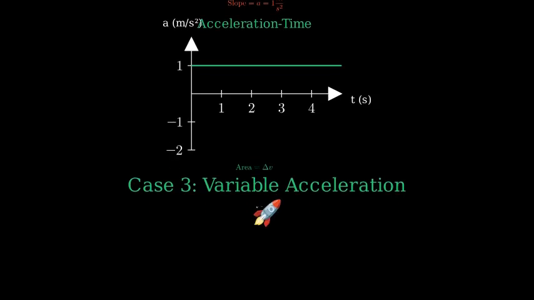This occurs when the rate of change of velocity is itself changing, like a car that increases its acceleration over time or a rocket that has variable thrust. For this example, let's consider linearly increasing acceleration.